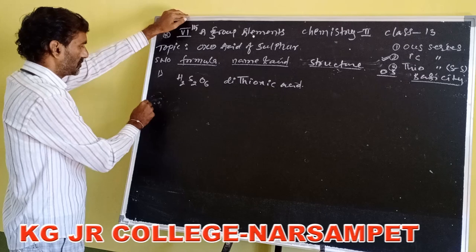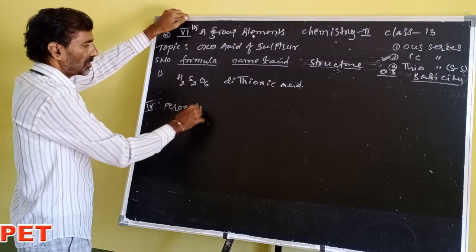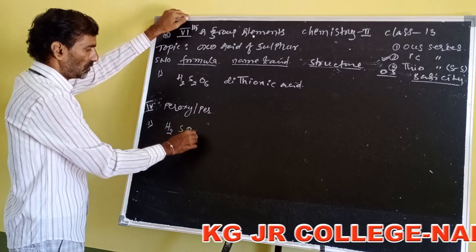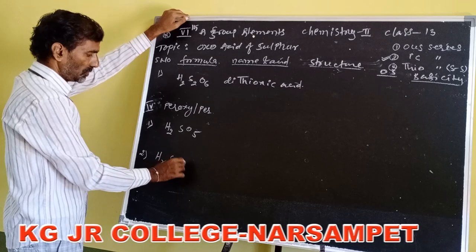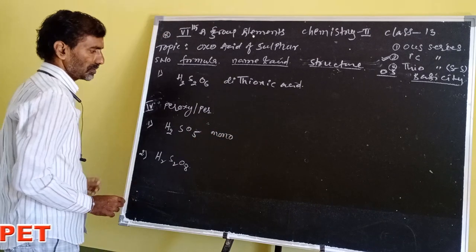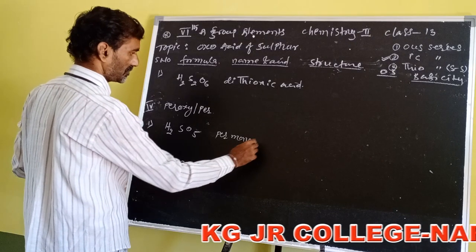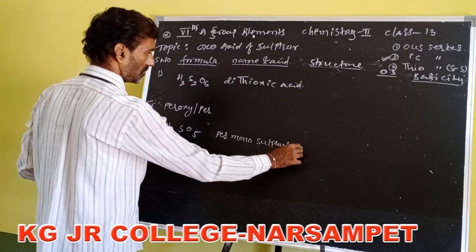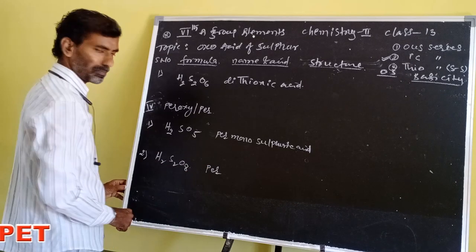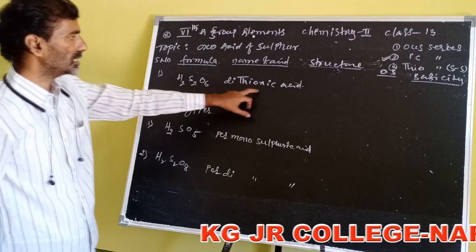Next, the fourth one is the peroxy series of acids, or per series. The first one is H2SO5. The second one is H2S2O8, peroxy monosulfuric acid, or here H2S2O8, peroxy or per disulfuric acid. Okay, H2S2O6 is known as dithionic acid.